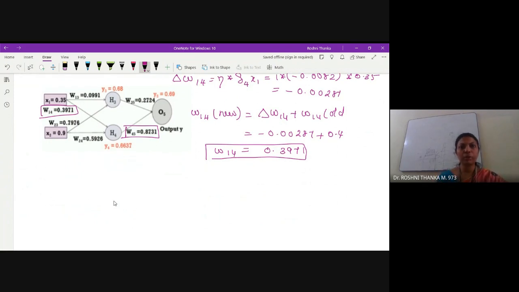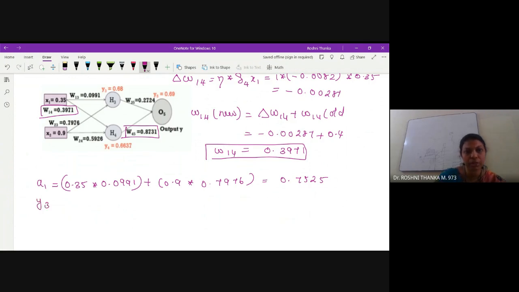epoch. Okay, so what will you do again? Same thing you have to do again and again. You have to find the A1 value with its new weight. How will you find it? Your input is 0.35 into your updated weight 0.0991 plus your input 0.9 into your updated weight 0.7976. And if you calculate, you will get a value of 0.7525.